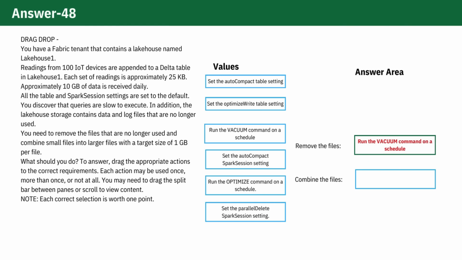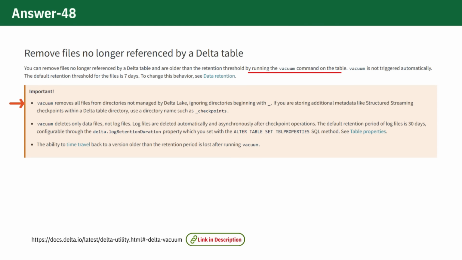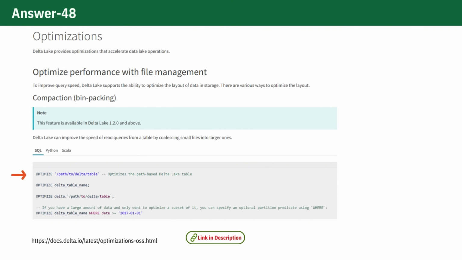To remove files, you can achieve this by scheduling the VACUUM command. For combining files, this can be accomplished by scheduling the OPTIMIZE command. These are the correct methods for managing file operations efficiently. All other options provided do not correctly address these tasks. For detailed guidance on how to use the VACUUM and OPTIMIZE commands effectively, please refer to the documentation linked in the description below.